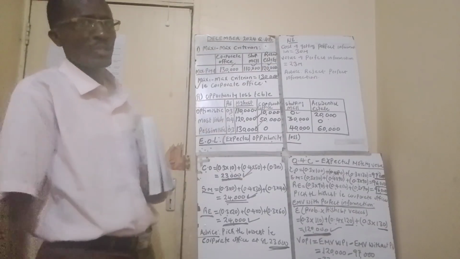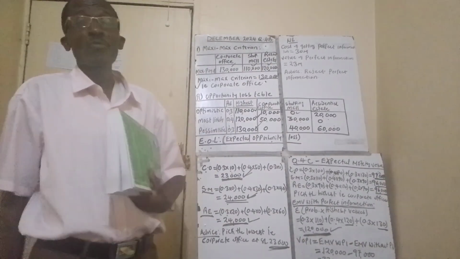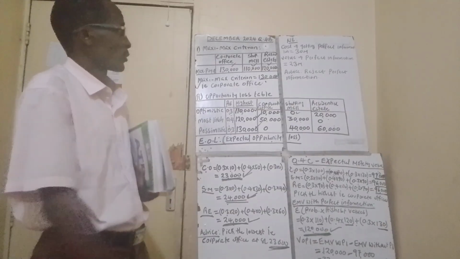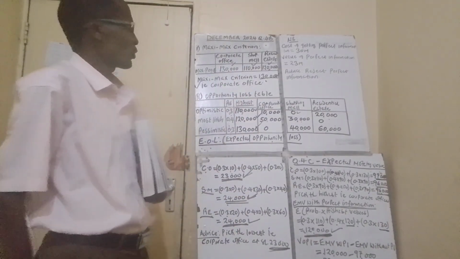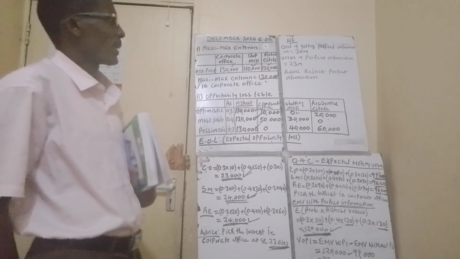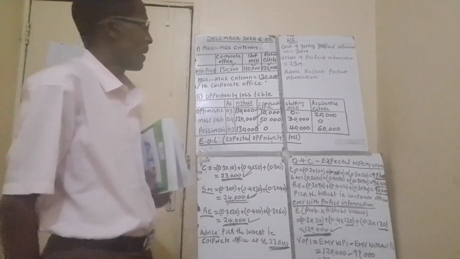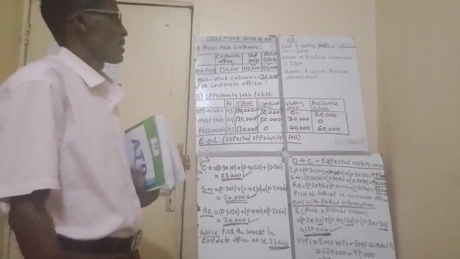If the research firm is charging us that million, but our value of perfect information is 23 million. So you can see what I've said is that the cost of getting perfect information is that million, but the value of perfect information is 23 million. So what is the advice?